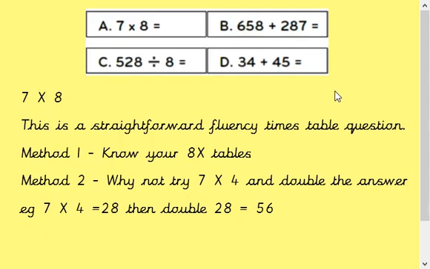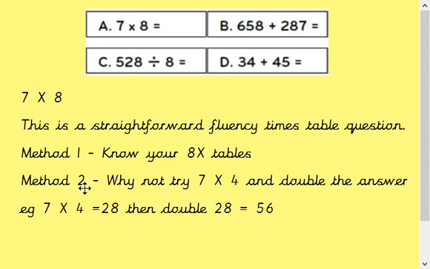Okay, the first question this morning, 7 times 8. Straightforward fluency times table question. If you know your 8 times table, it's easy. This is a mental strategy question. So method 1, know your 8 times table. 7 8s we know are 56. But method 2, some of us are not great at our 8 times table, not yet anyway.